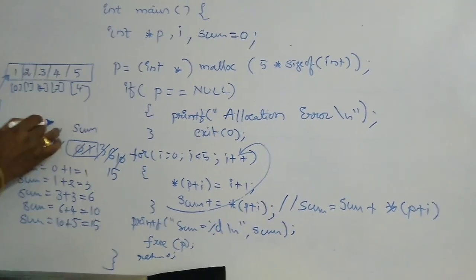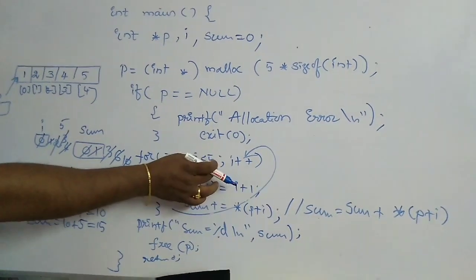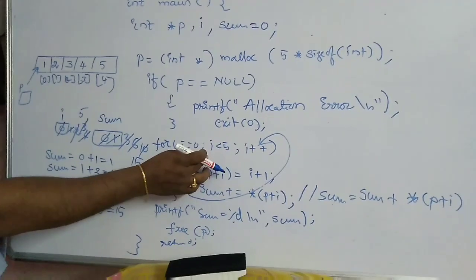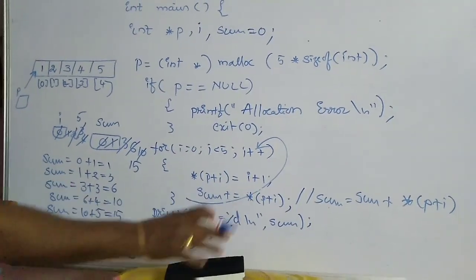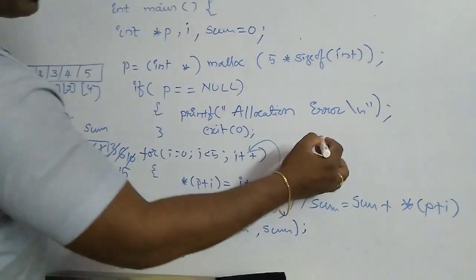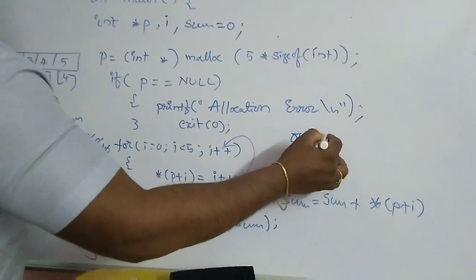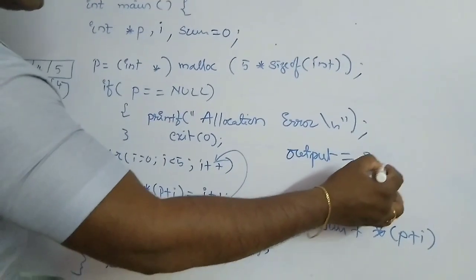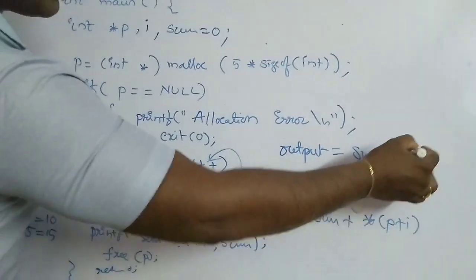Again i is incremented to 5. 5 less than 5 is false, so we come out of the for loop. Now I am printing the sum value. So the output for my program will be sum = 15.